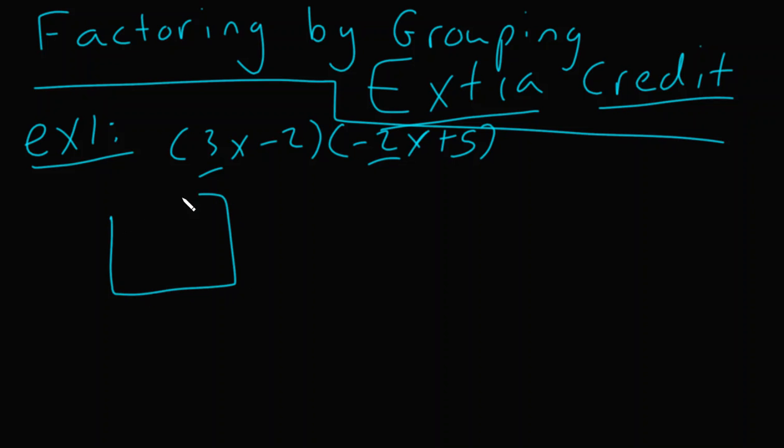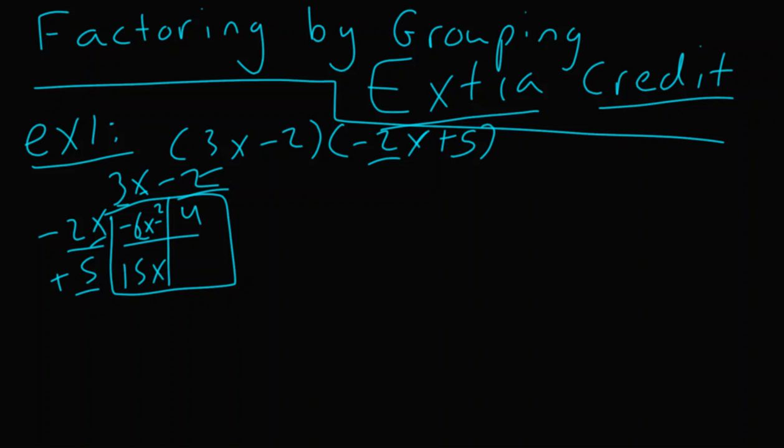Well, if I use the box method that I've taught you guys, and I put 3x minus 2 right there, and I put negative 2x plus 5 right there. Negative 2x times 3x would give me negative 6x squared. Remember, x times x gives us x squared because it has two x's. From here, negative 2 times negative 2 is going to be positive 4. From here, positive 5 times 3x would be 15x. And lastly, 5 times negative 2 would be negative 10.